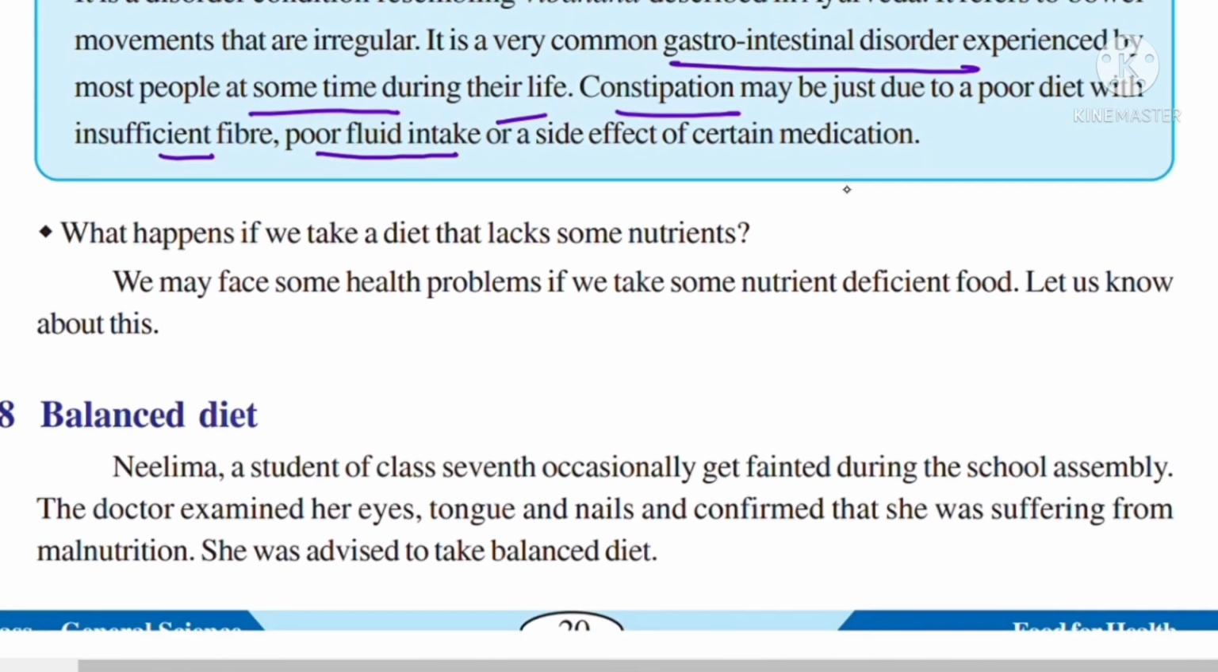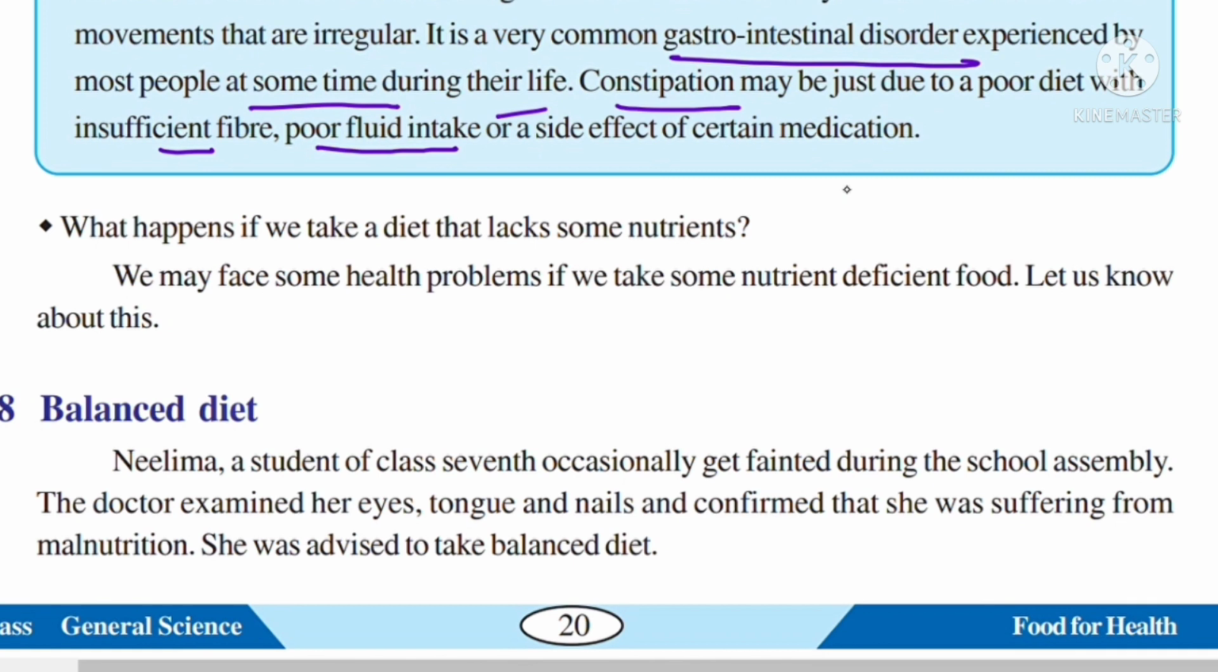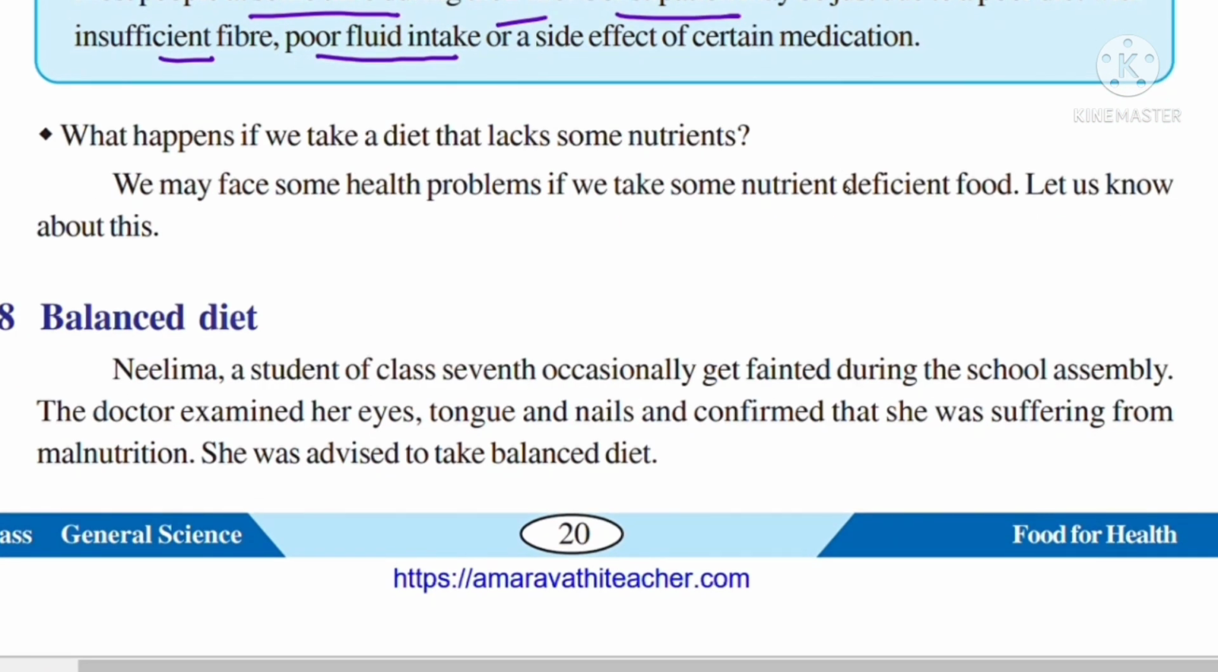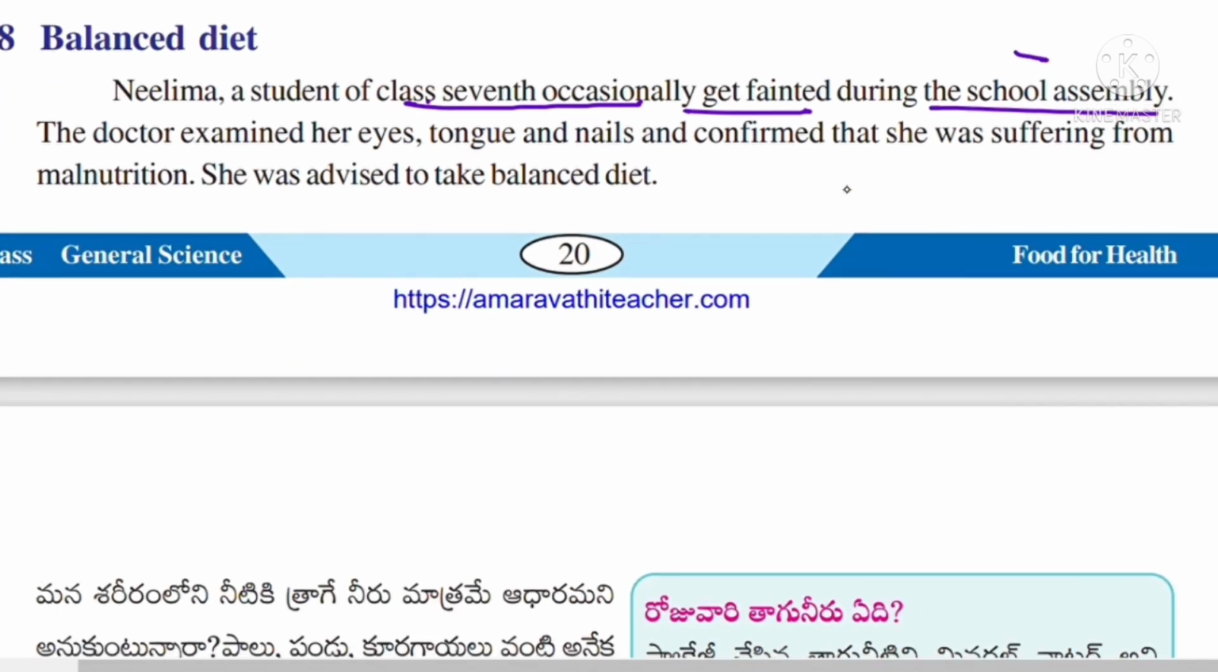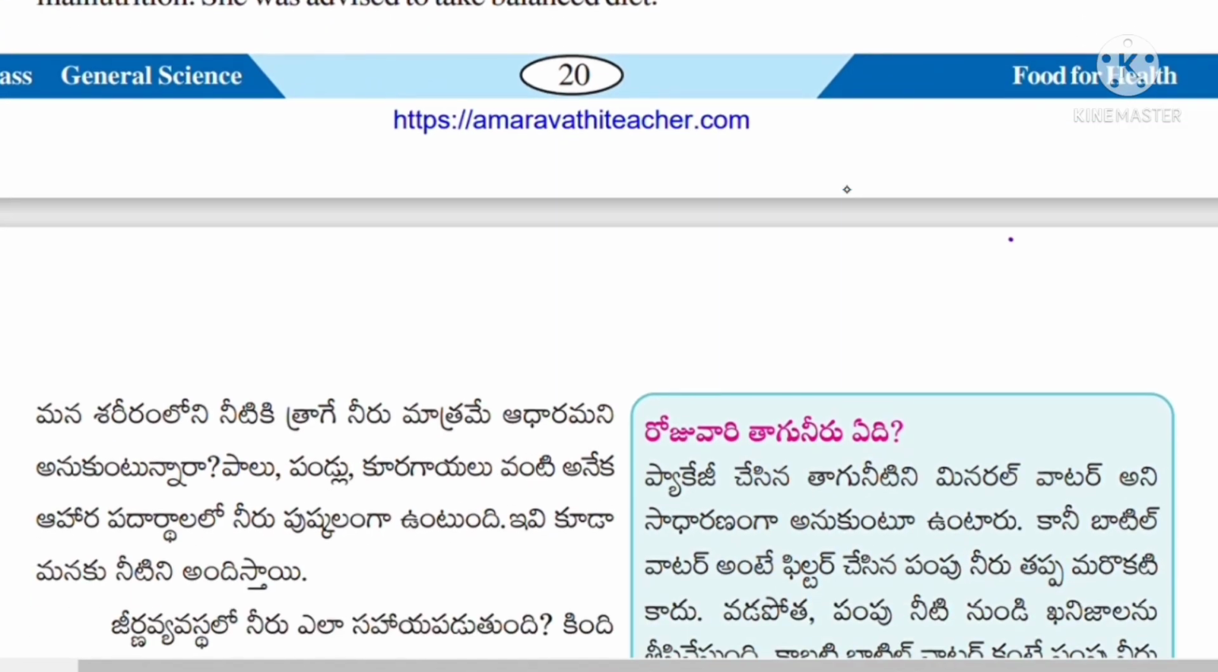What happens if we take a diet that lacks some nutrients? We may face some health problems if we take nutrient-deficient food. Let us know about this. So what is a balanced diet? Neelima, a student of class 7th, occasionally fainted during the school assembly. The doctor examined her eyes, tongue, and nails and confirmed that she was suffering from malnutrition. She was advised to take a balanced diet.